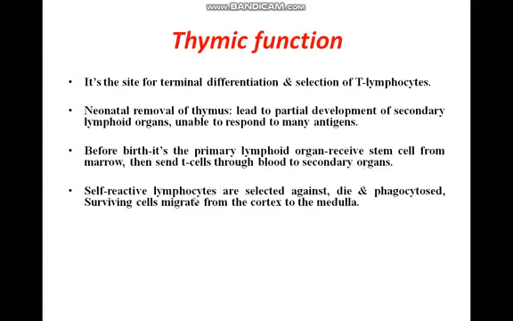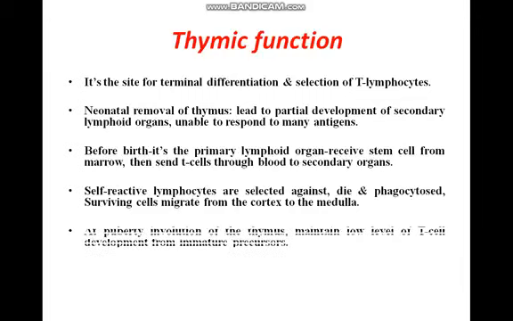The self-reactive lymphocytes are selected and die by apoptosis, which is programmed cell death, and they are phagocytosed. So the self-reactive lymphocytes are eliminated, while the surviving lymphocytes migrate from the cortex to the medulla to leave through the efferent lymphatics as T cells.